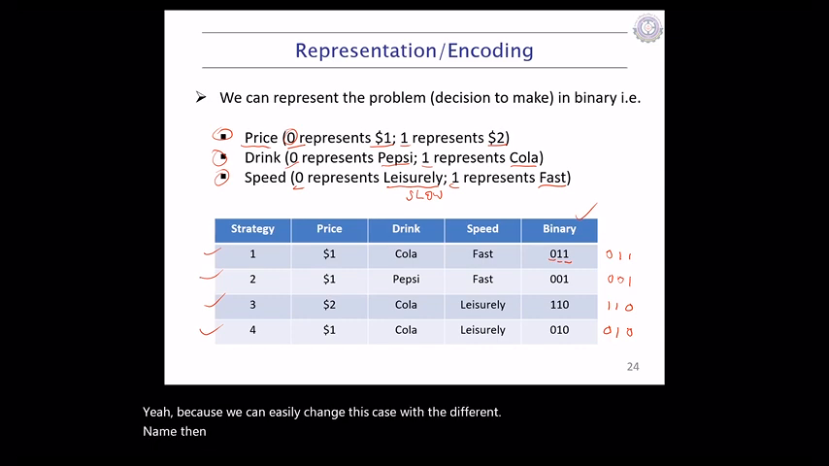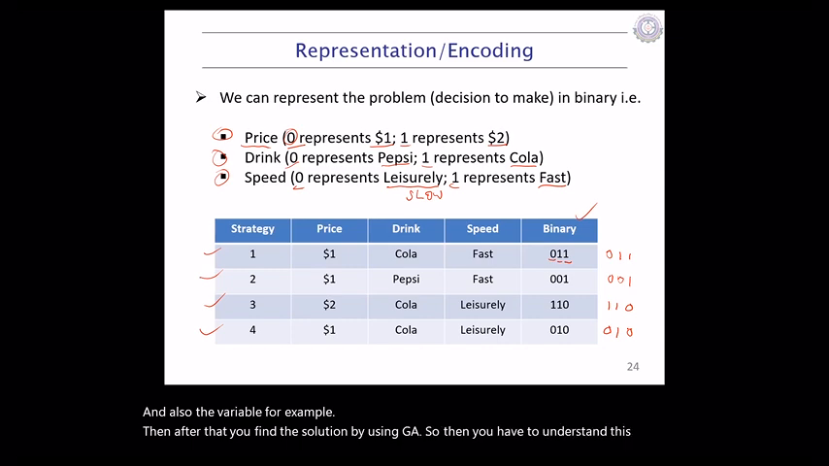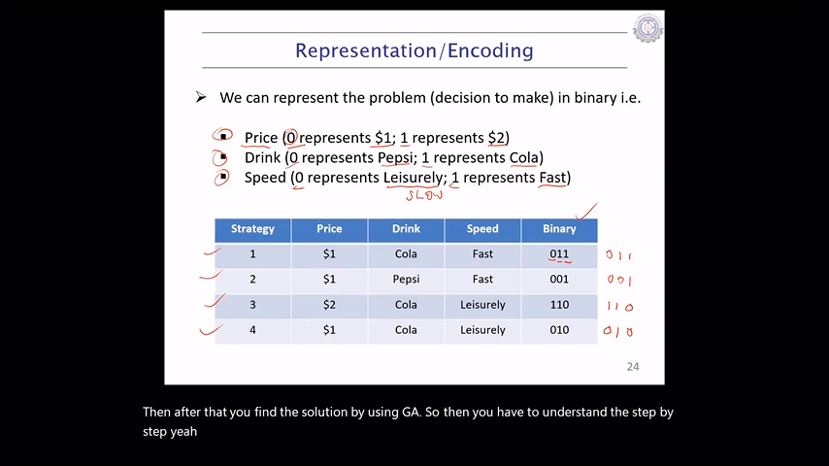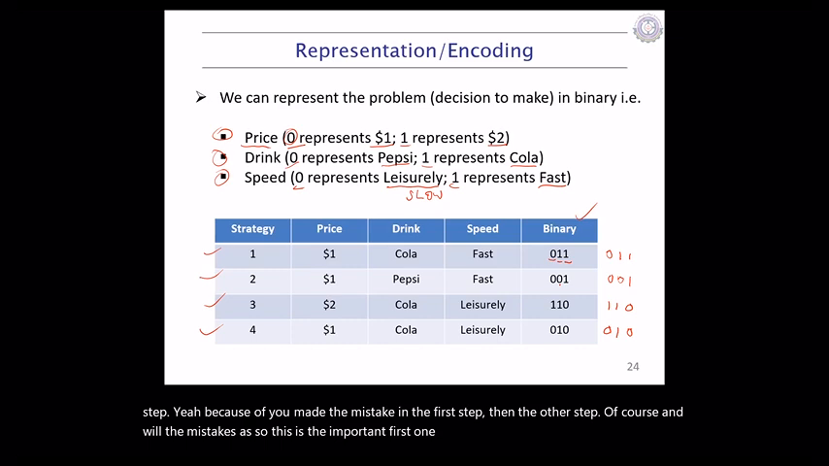Then after that, you change some values and also the variable, for example, and then you find the solution by using GA. So you have to understand it step by step, because if you make a mistake in the first step, then the other steps will, of course, generate mistakes as well. So this is the first, important step here.